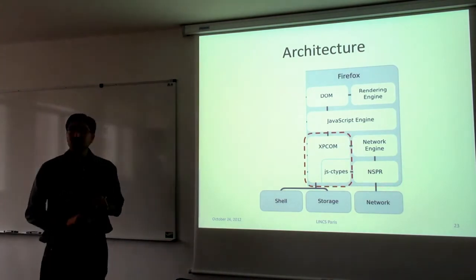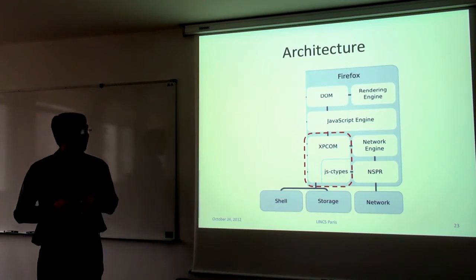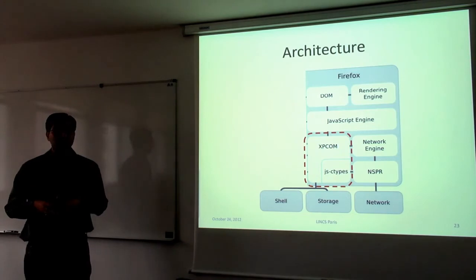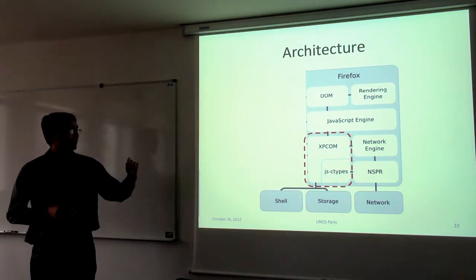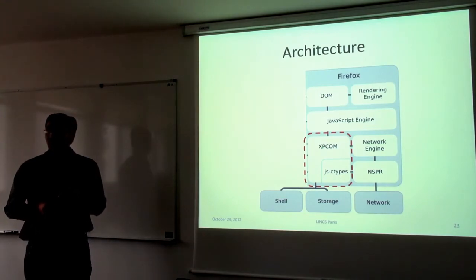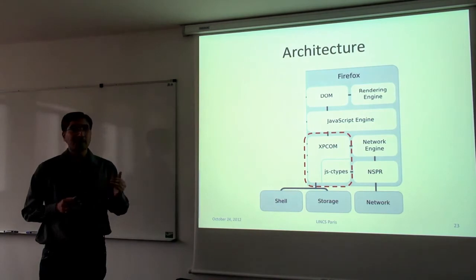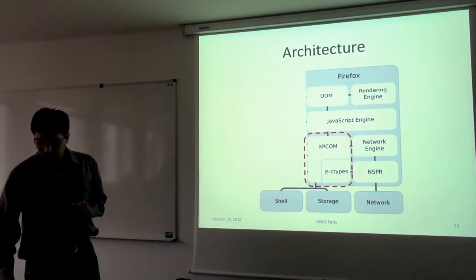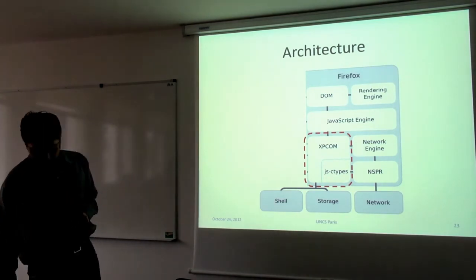The XPCOM subsystem is similar to Microsoft's COM system and is responsible for exporting rich functionality to privileged JavaScript. One of the key functionalities it exports is the JS ctypes module, which allows privileged JavaScript to access functions defined in runtime libraries like NSPR. Such functionality is not available to the standard web JavaScript.